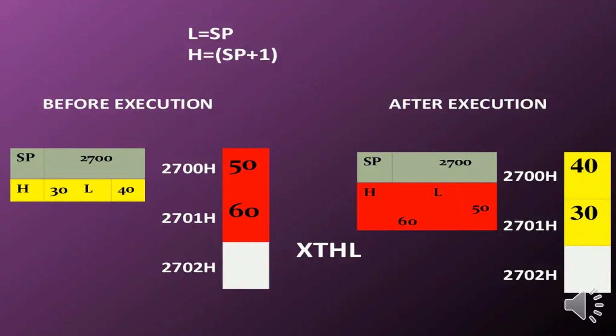the HL register value is altered to 60 and 50, and memory locations 2700 and 2701 hold 40 and 30. So the stack pointer loads the HL register value and the HL register stores the stack pointer value. HL value is copied into the stack and the stack value is copied into HL. In this way we can exchange the 16-bit value between the SP location and the HL register pair.